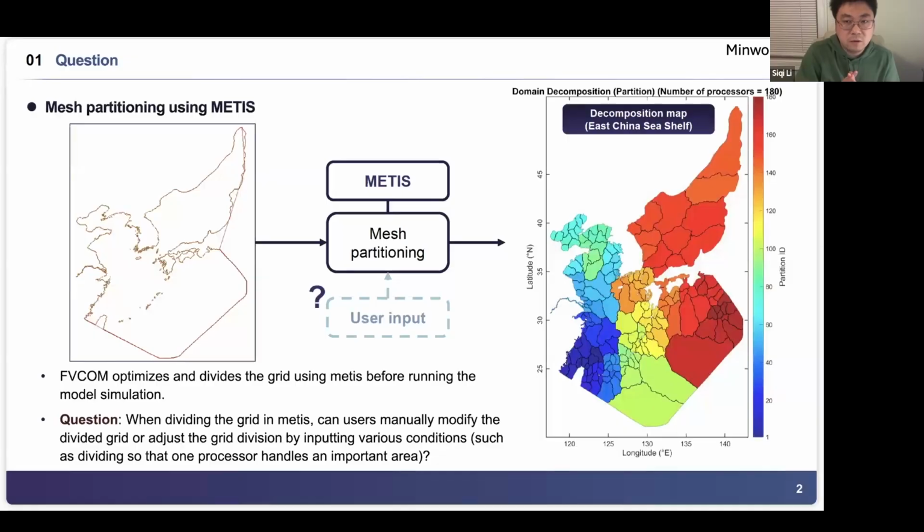So in that way, we run the model in a parallel way. Each CPU will have a similar workload and run at a similar speed. So this is rule one.